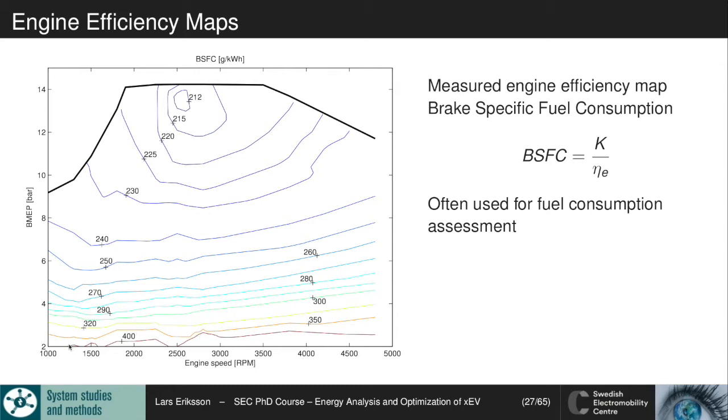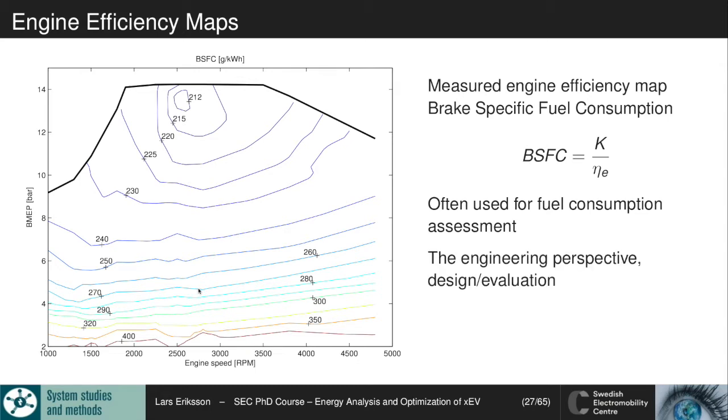And when we go down here, you see that we've cut off the axis at 2, because the lines go to infinity when we go to 0 torque out. At that point the efficiency is 0, and we would get division by 0 in the brake-specific fuel consumption domain. So this is used very often for fuel consumption assessment.